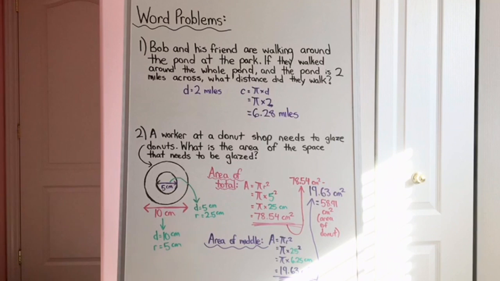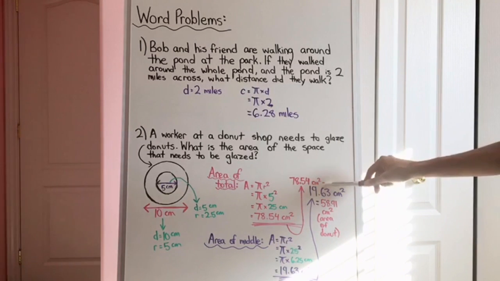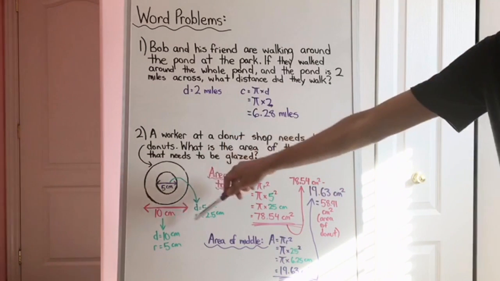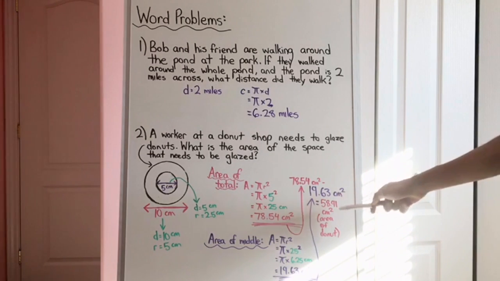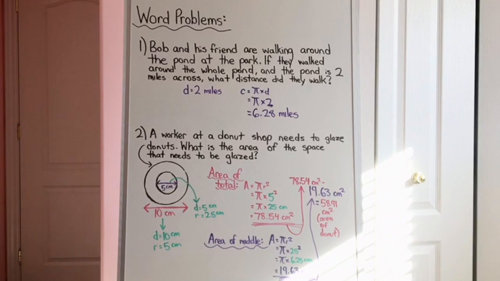So now we have to subtract it. We have the total area of the whole donut if there were to be a middle, and then we subtract the middle from it because there's no donut area in the middle. So after subtracting, we get 58.91 centimeters squared, which is the area of the donut and the area that needs to be glazed.